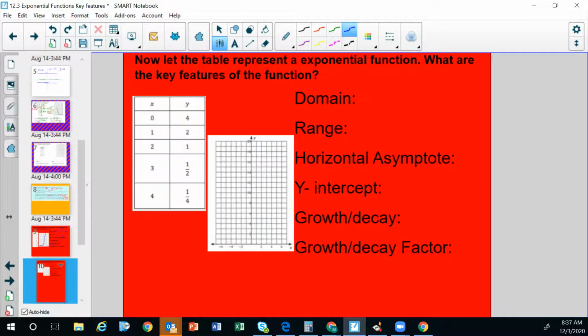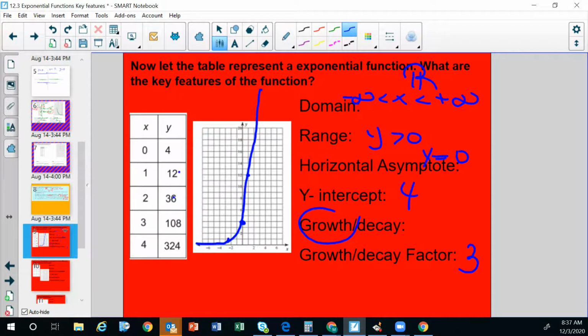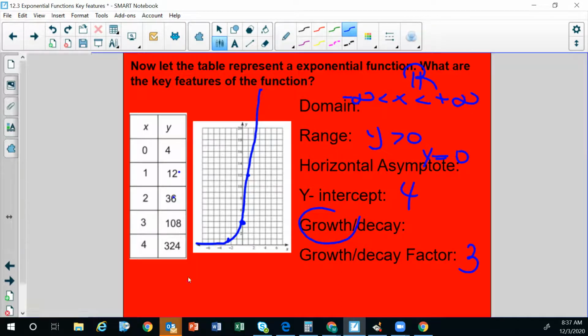I want you guys to do this one. Give you 2 minutes to go back. Oh, the equation. Thank you. What's the equation going to be? Anybody? Y is equal to 4 parentheses 3.